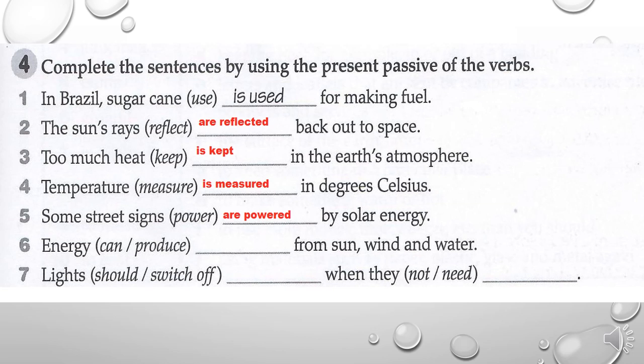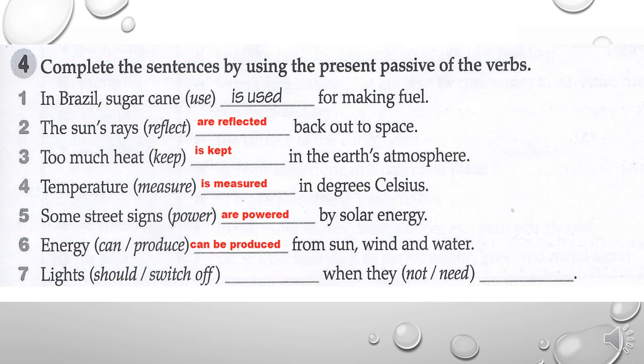Number 6, energy can be produced from the sun, and because energy can't produce itself, it needs somebody to produce it, so we cannot say can produced. It is wrong, because after can and after modals we have to use infinitive verbs, so that's why we have to add be after can. So energy can be produced from the sun, wind and water.